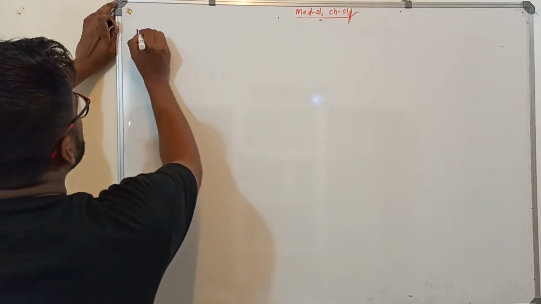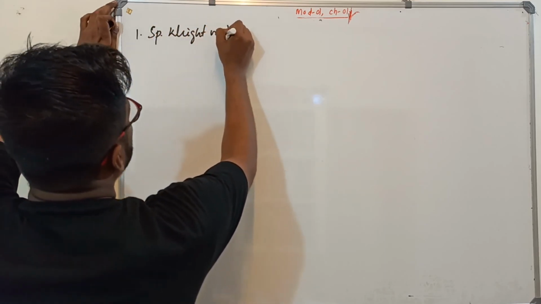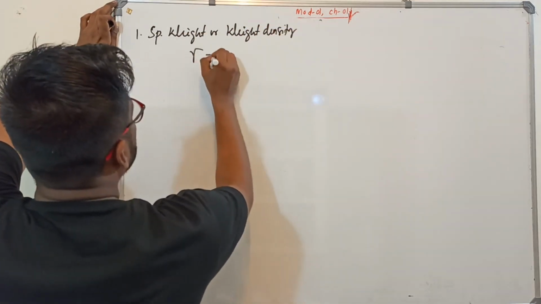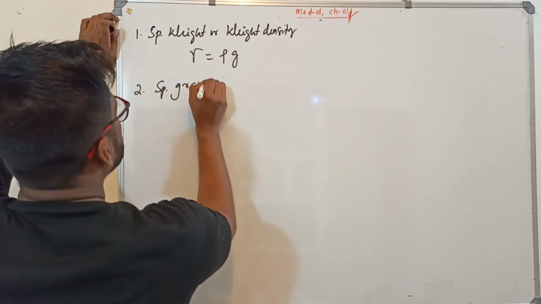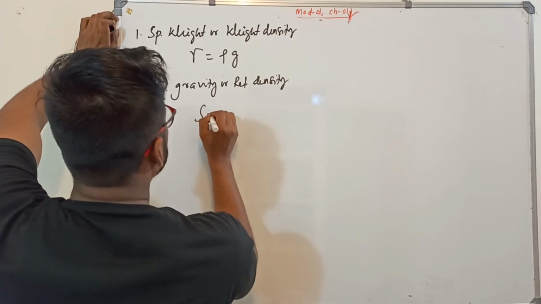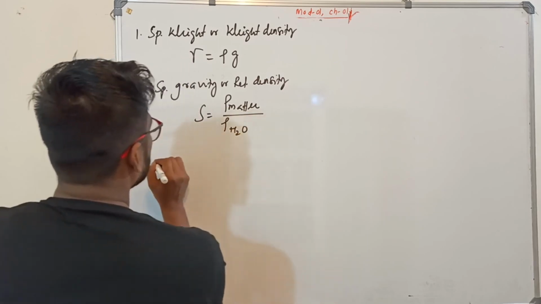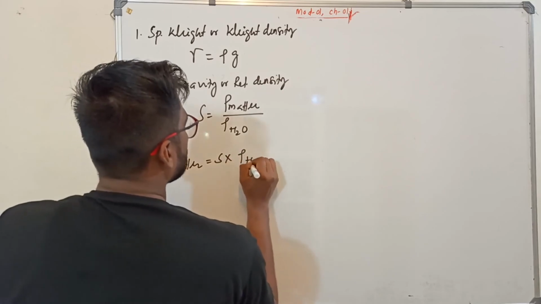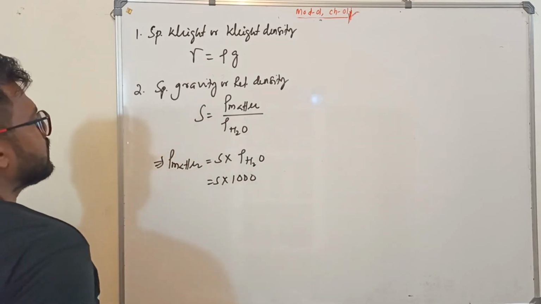First we studied specific weight or weight density. The formula is gamma equal to rho into g. Second we studied specific gravity or relative density. S equal to density of matter upon density of water. So if you want to calculate any density of matter, it is specific gravity into density of water. That means simply multiply S with 1000.